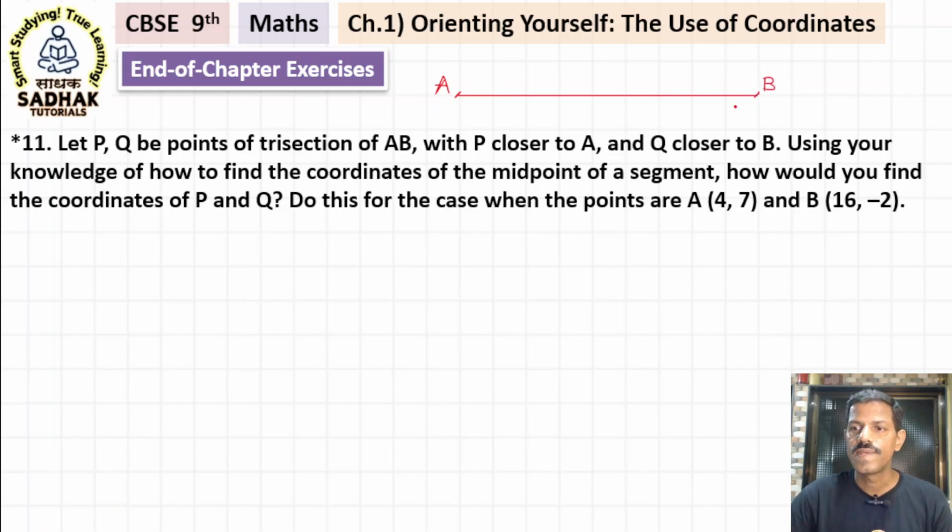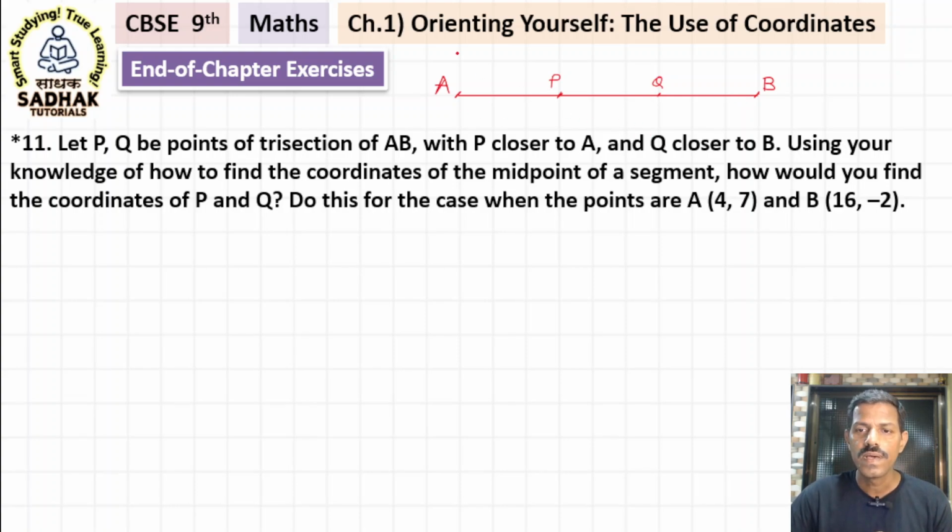Segment AB, and on this segment there are 2 points P and Q, where P is closer to A and Q is closer to B, and these points are the points of trisection of AB. We know that bisection means it divides the segment into 2 equal parts. Trisection means the points will divide the segment into 3 equal parts. So this is point P, which is closer to A, and this is point Q, which is closer to B, and it is a trisection.